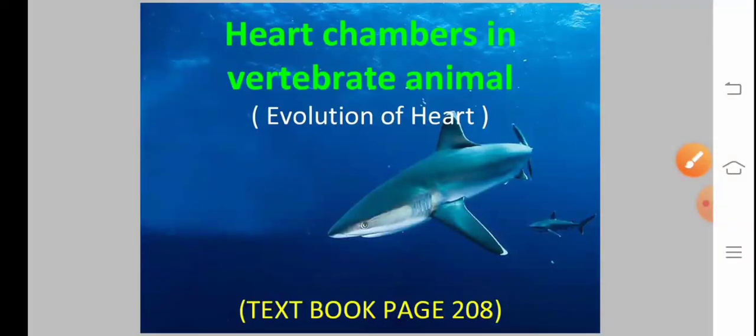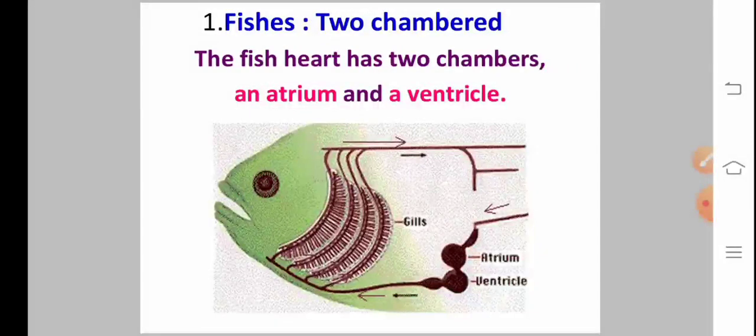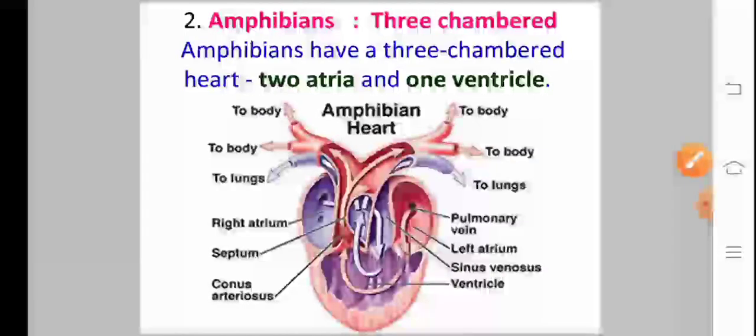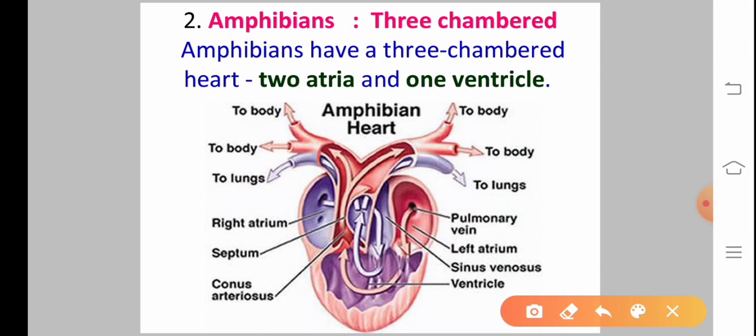Next topic is heart chambers in vertebrate animals. First one, fishes. The fish heart has two chambers, one atrium and another ventricle. Only two chambers here. In case of amphibians, amphibians have a three chambered heart, two atria and one ventricle. Here one ventricle, here two atria. So this is totally three chambers.